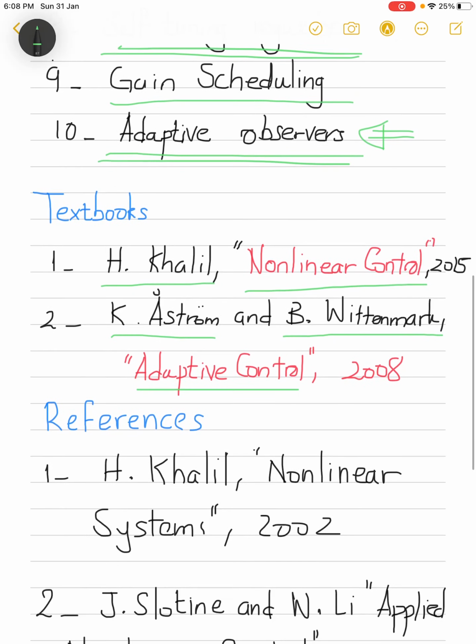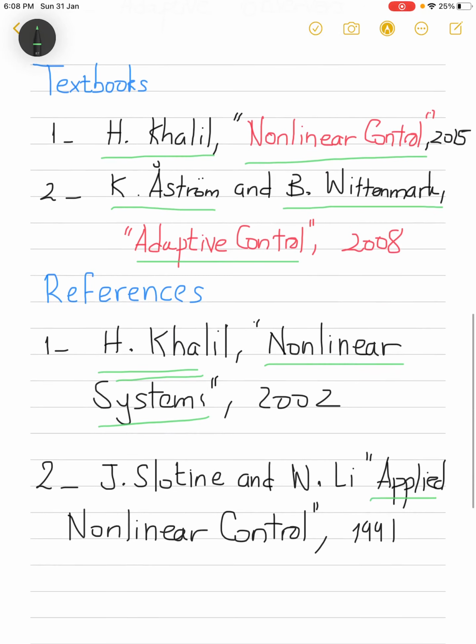However, for more information, we can refer to the book Nonlinear Systems, again by Hassan Khalil, and the book entitled Applied Nonlinear Control by Slotine and Li. Slotine and Li are professors at MIT, and by the way, Slotine has a series of lectures on YouTube for a course taught at MIT entitled Nonlinear Control. So I encourage you to look for these lectures and watch them. Some of the material that I'm going to present are taken from these videos as well.